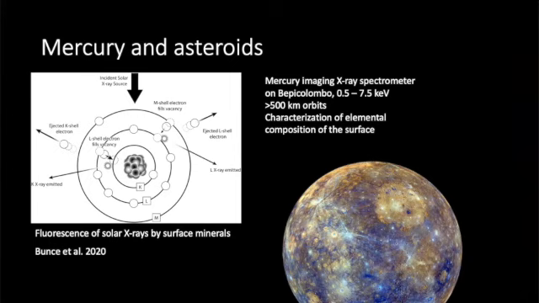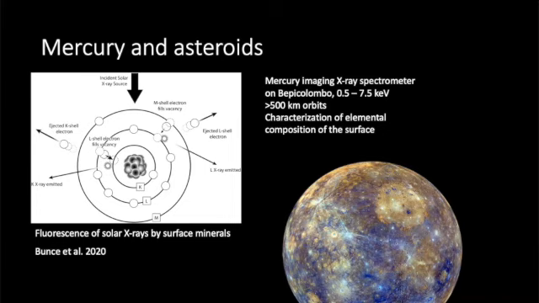At this moment, there's a small spacecraft named BepiColombo, flown by the European Space Agency, which carries an imaging X-ray spectrometer that is sensitive between about 0.5 to 7.5 kiloelectronvolts. Plans are that Mercury will be orbited with pretty complicated elliptical orbits, starting at about 500 kilometers above the surface. And this X-ray spectrometer will be used to characterize the elemental composition of Mercury's surface.